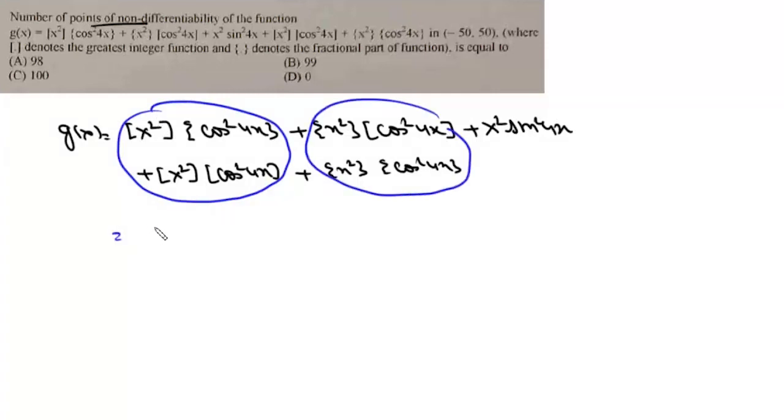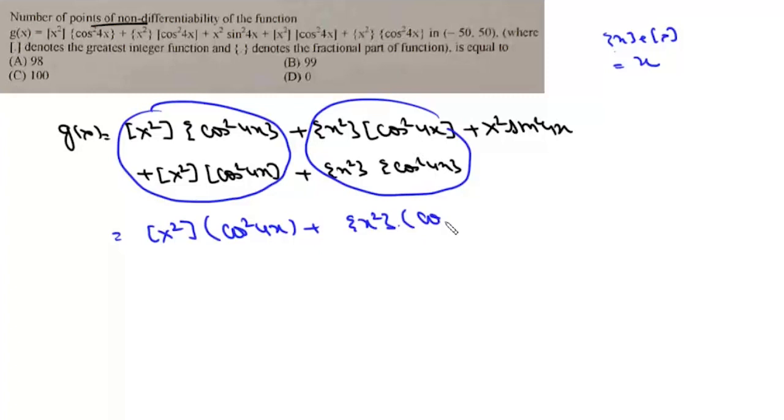Now here we'll take the greatest integer function of x square common, and here this is fractional part plus greatest integer function of x. Now we know that fractional part of x plus greatest integer function of x is nothing but x, so it will be cos square 4x, and this will take fractional part of x square common. Now again this is greatest integer function of x plus fractional part of x, so it will be cos square 4x plus x square into sin square 4x.